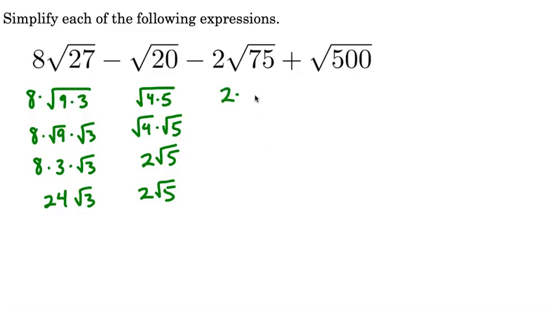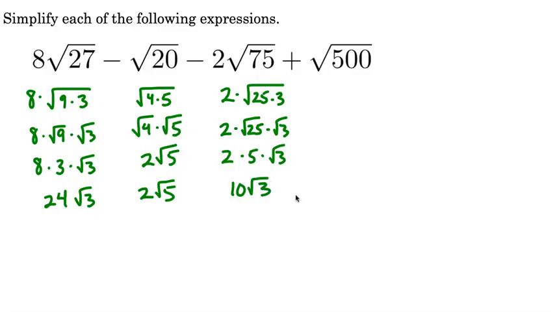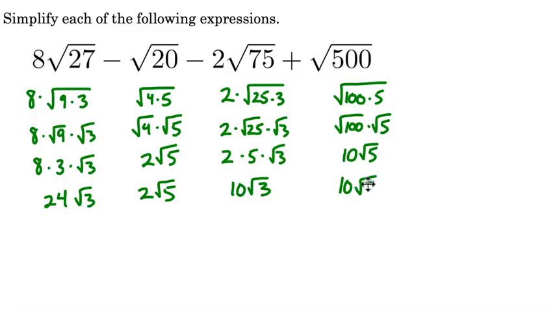Then we have 2 times square root of 75. So we can go 25 and 3. So 2 times the square root of 25 times the square root of 3. 2 times 5 times square root of 3. 10 square root of 3. And then square root of 500, we have 100 times 5. Square root of 100 times square root of 5. 10 square root of 5. I'll bring that down one more line. Let's put the signs back in. So minus, minus, plus.